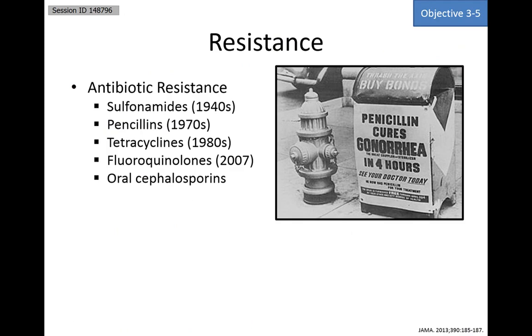Some antibiotics that used to be used for gonococcal infection were penicillin, tetracycline, or even sulfonamides. However, these antibiotics have become resistant over time, and they are no longer a treatment option. And the treatment option currently is going to be cephalosporin plus azithromycin.